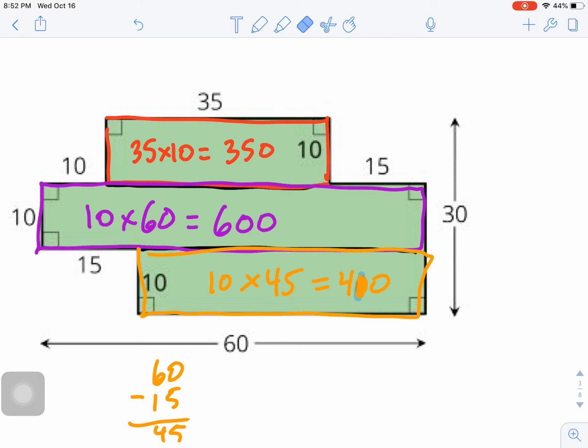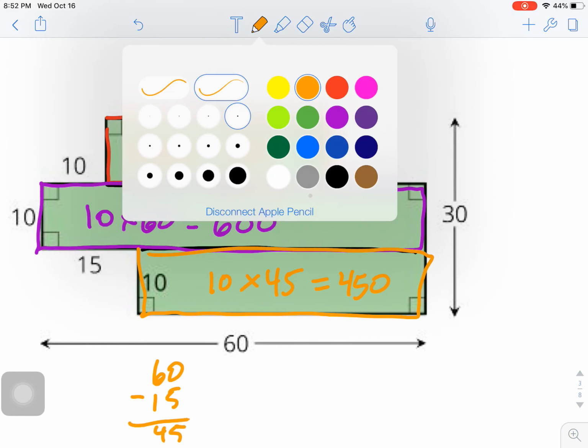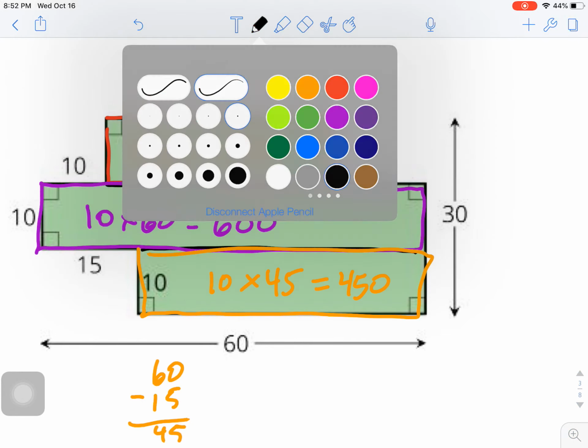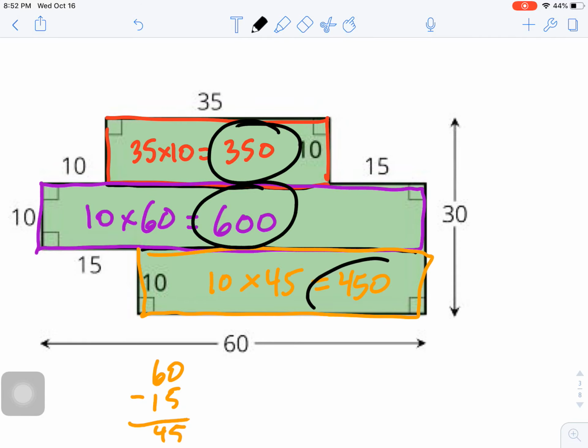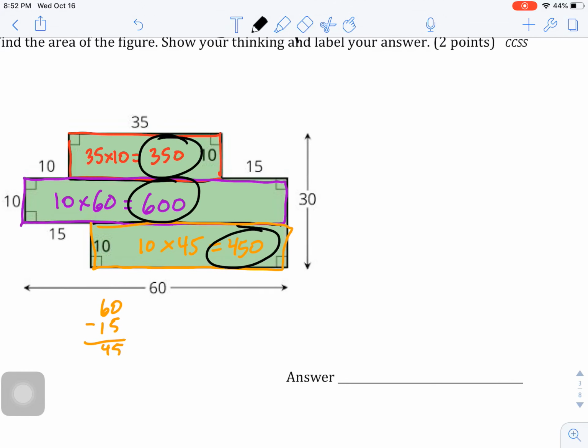Oh, what is going on? Erase. All right, so from there, I'm just going to go through and add up the 3 different areas, and I'll have my total answer. And we need to make sure we label it. It's 1,400 units squared.